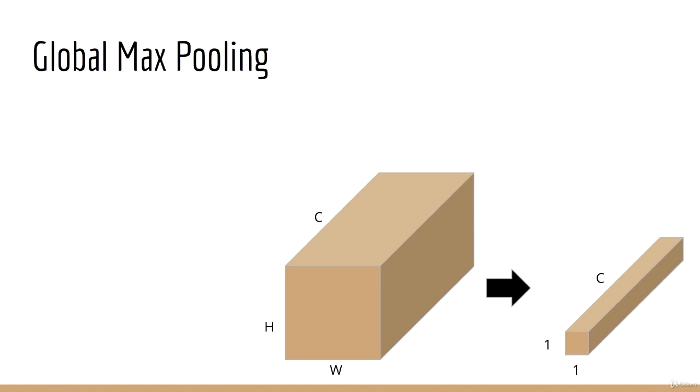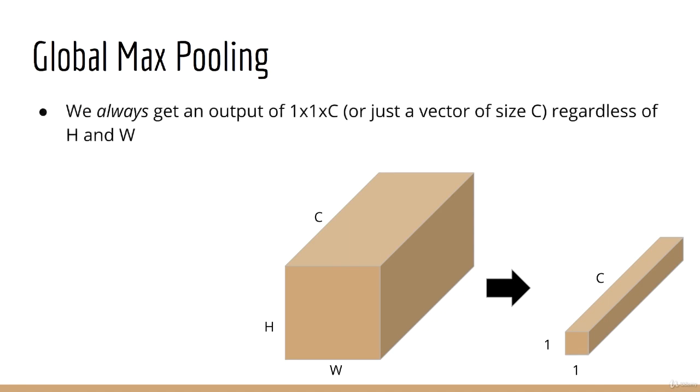Now, let's consider how global max pooling works. The idea is simple. If our input image is h by w by c, then the output is 1 by 1 by c, or equivalently just a vector of size c. In other words, it takes a max over the entire image along the spatial dimensions over each feature map. Since we have c feature maps, we end up with what is essentially a one-dimensional vector of size c, since the one dimensions are redundant.